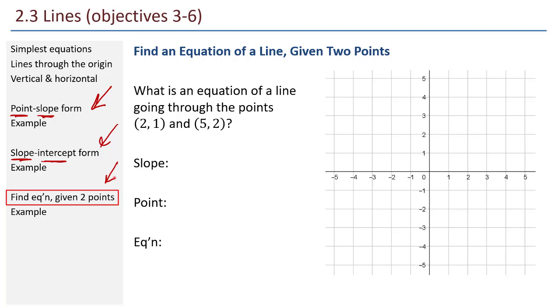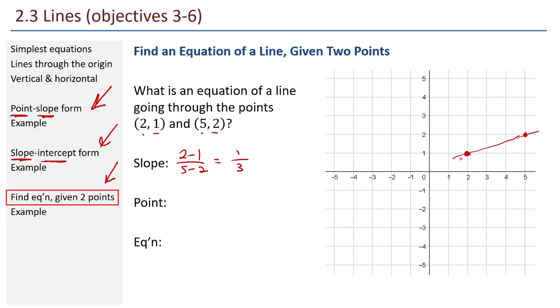All right, let's see what we do here. What is the equation of a line going through the points (2, 1), draw (2, 1), and (5, 2)? There's (5, 2). So I need to figure out a slope. Given these 2 points, I can figure out a slope. So I'll do my change in y, so 2 minus 1 over change in x. That's 5 minus 2. So I get 1 over 3. So the slope of this line is 1/3.